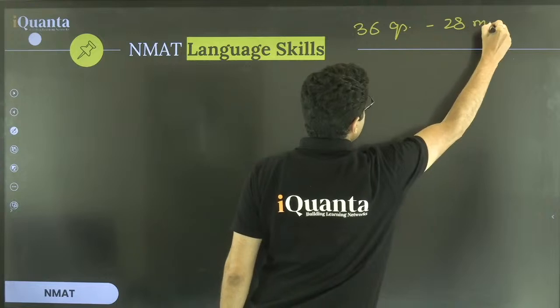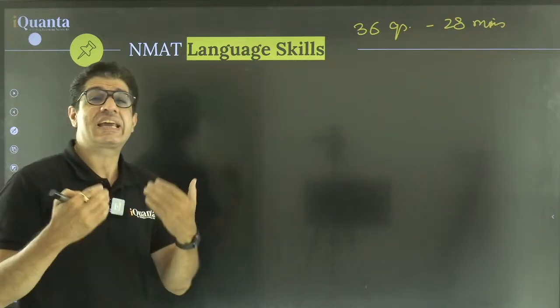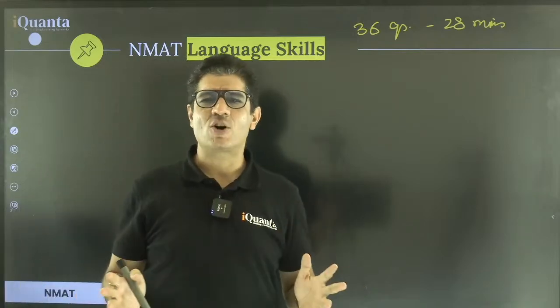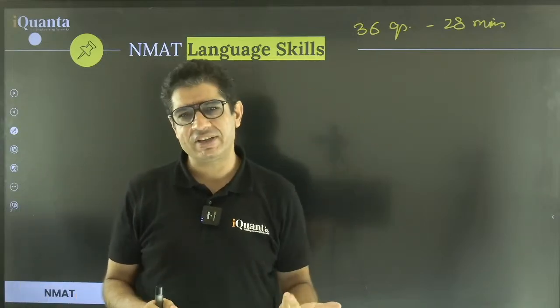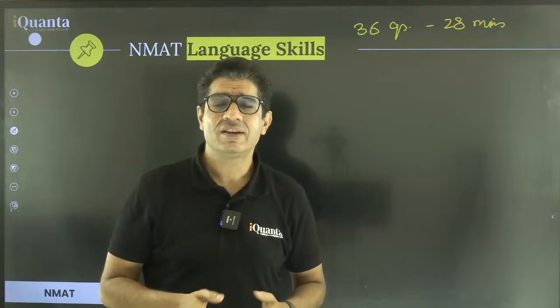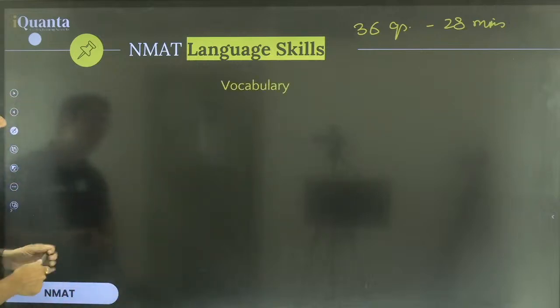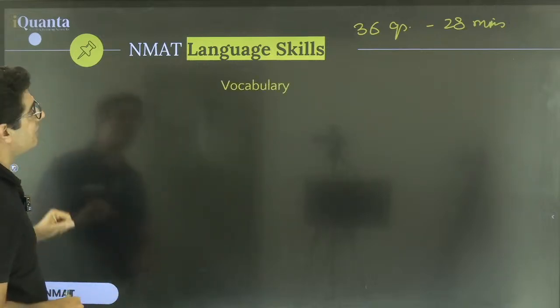Now, talking about language skills, remember: 36 questions, 28 minutes. What all do we get in this exam? When it comes to the CAT exam, it's pretty uncomplicated, right? You have RC, you have VA, and within VA, all the questions are essentially paragraph-based questions. Okay, but here you can get questions that are based on vocabulary.